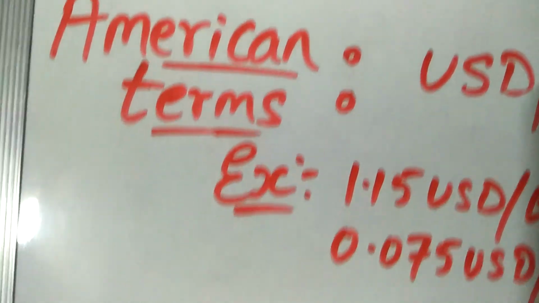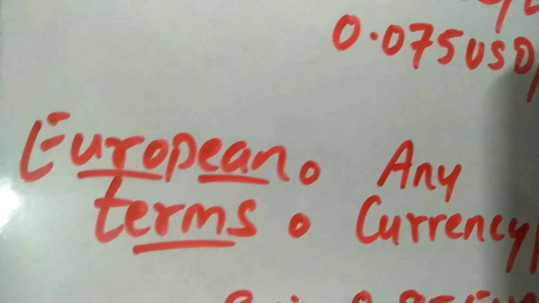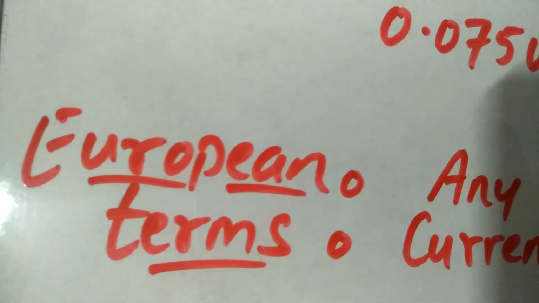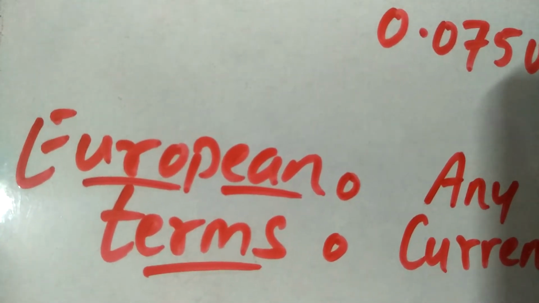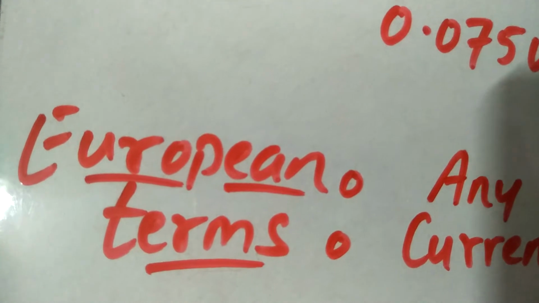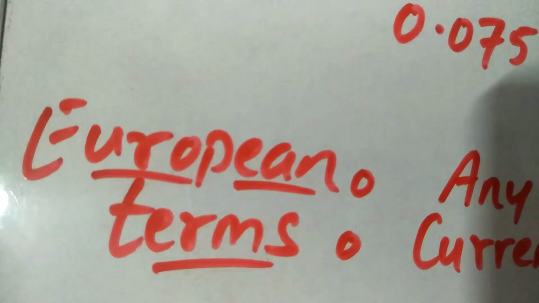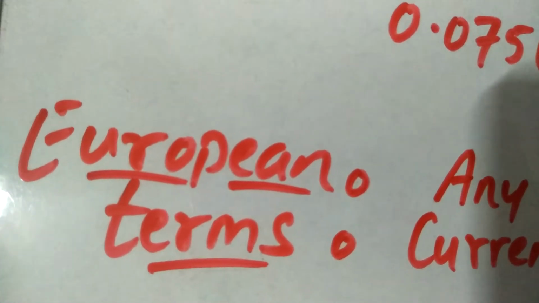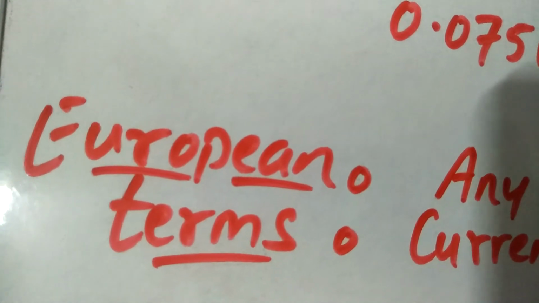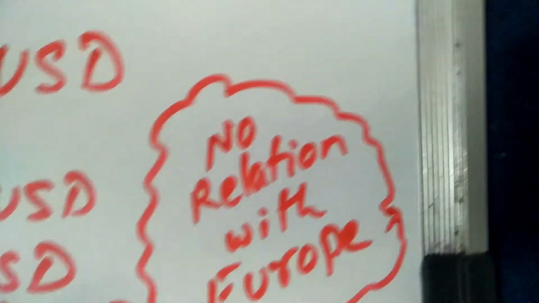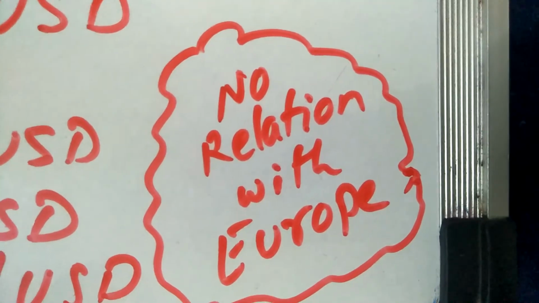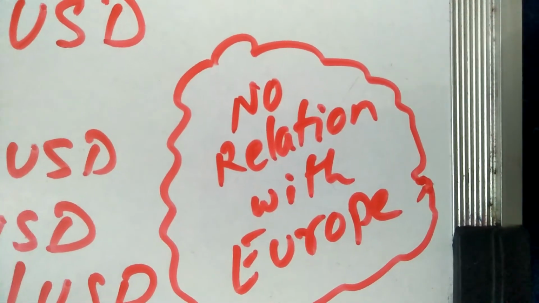Now opposite to that is European terms. Let me clear one thing which is very important. Please mind it well. European terms has got nothing to do with Europe. Yes, it has got no relation with Europe. Then why is it called European terms?